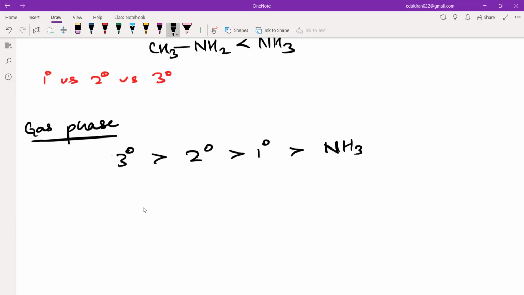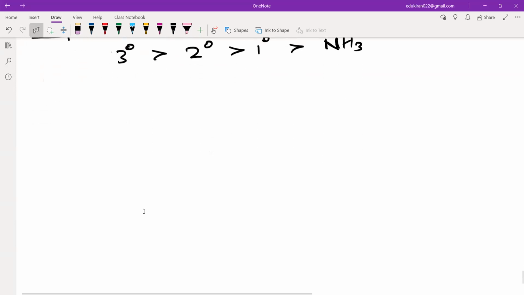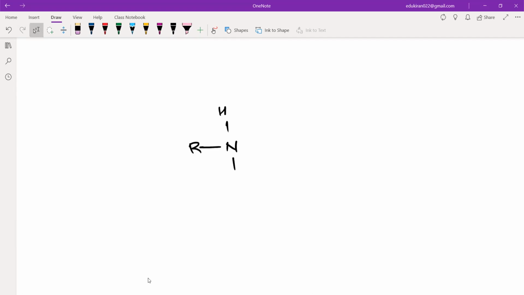Now, in terms of the aqueous phase, complications happen. Let me show what happens in the aqueous phase. You will have this R, N, H, H, H, right? This will be positive. Now this positive charge will attract some electrons like this. If it attracts electrons from hydrogen, this will become more positive, and it will form a kind of hydrogen bonding with the water molecules present. So this will also form. Can you see this? Yes or no? Please tell me.